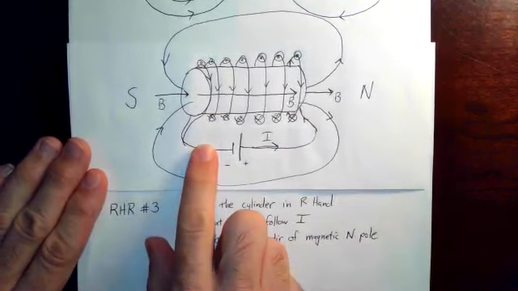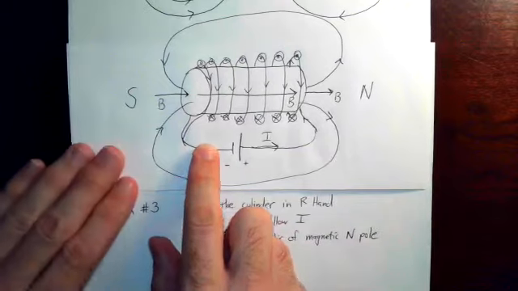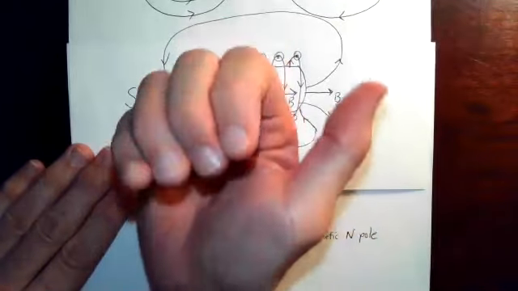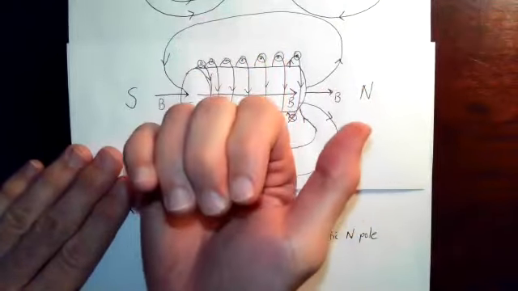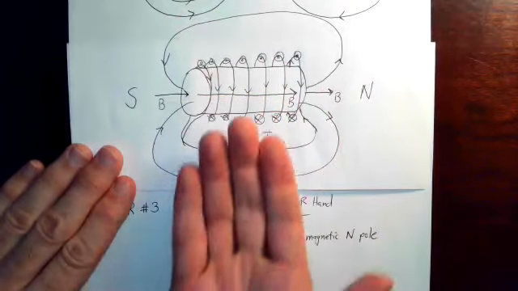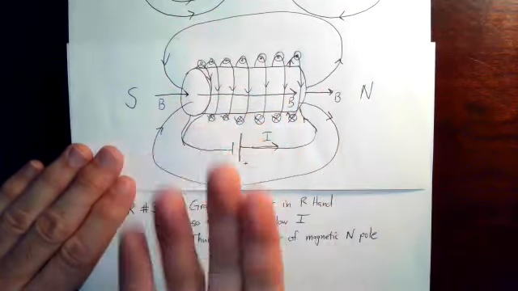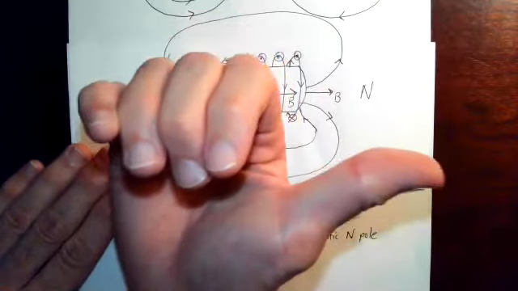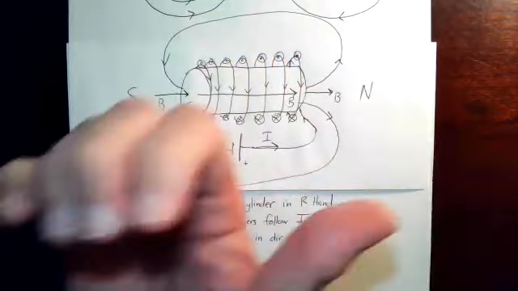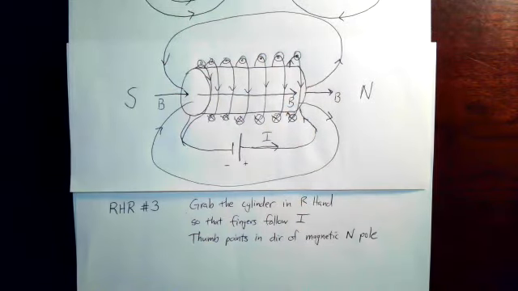Okay, so with this example right here, imagine that this is a 3D cylinder. I grab the cylinder, hold it in my hand so that my fingers curl around the cylinder the same way that the current is curling around the cylinder, and my thumb is pointing to the right. So this right end is the North Pole. Okay, so that's right-hand rule number 3.